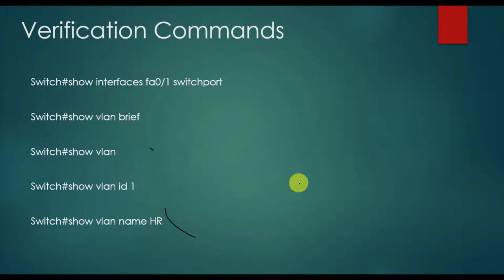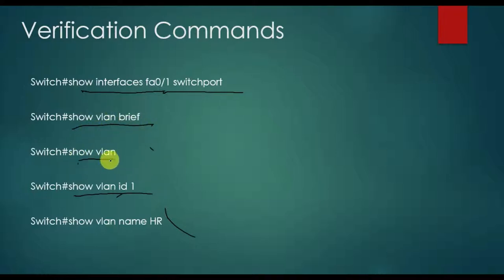We can see the traffic, we can see everything here. So these are the commands you can note down: show interface, interface name and the switchport, show VLAN brief, show VLAN ID and the ID number, show VLAN name. So we can find out the VLAN by using the number as well, by using the name as well, or in common we can look for all the VLANs at the same time by using these two commands.